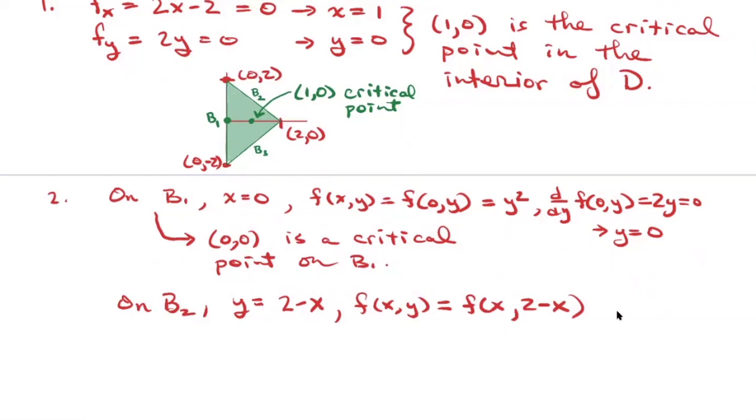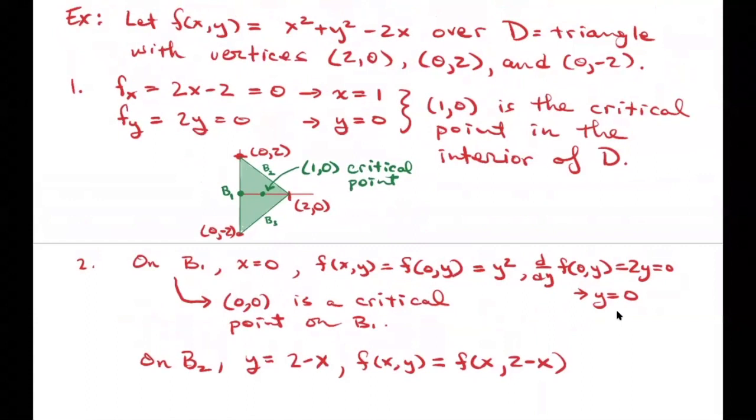That's going to be a little more work. So let's see, what's f of x, y again? Way up there. Okay, so I don't know if I can squeeze this in, but I'm going to try. It's x squared plus y squared, which is 2 minus x squared, and then minus 2x.